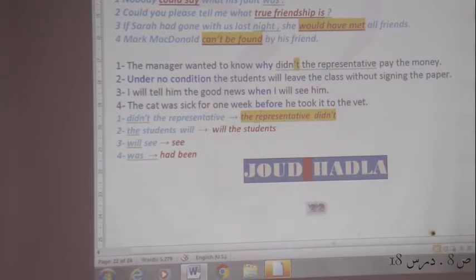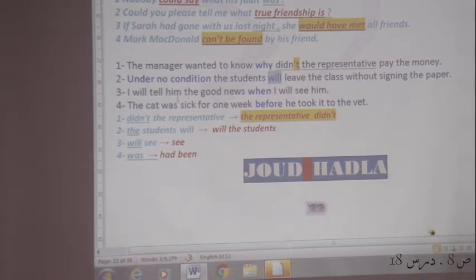Now the next one, under no condition. Try to memorize these negative phrases. Under no condition. Here in these cases we need to invert. The students will, so the correct answer would be will the students. Under no condition will the students leave the class without signing the paper.